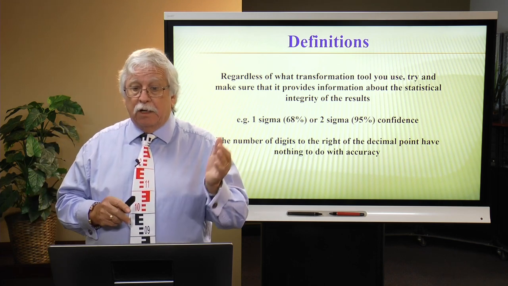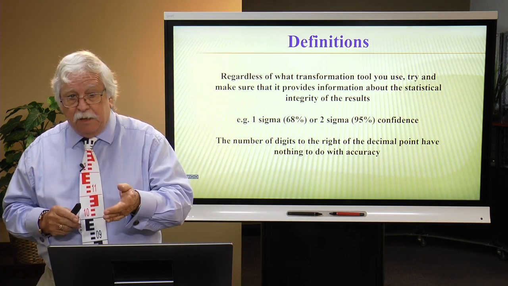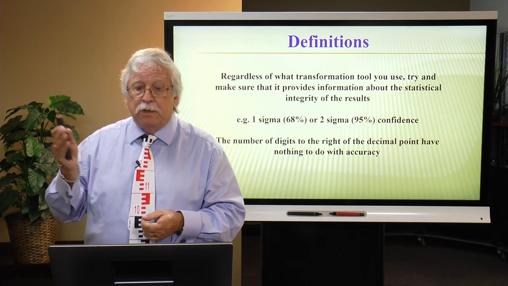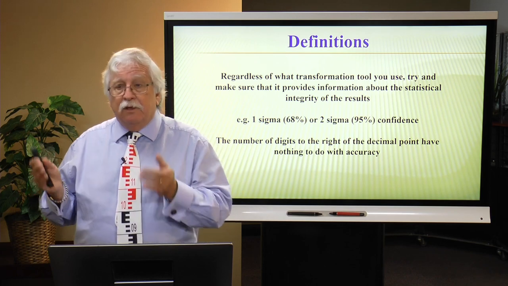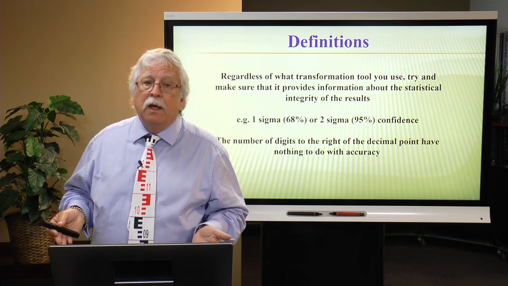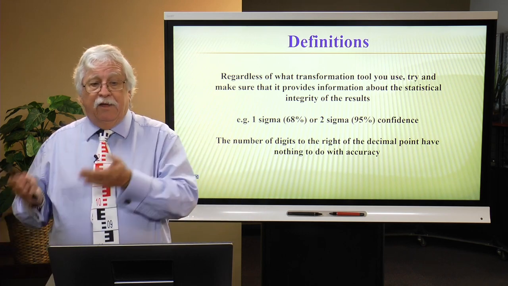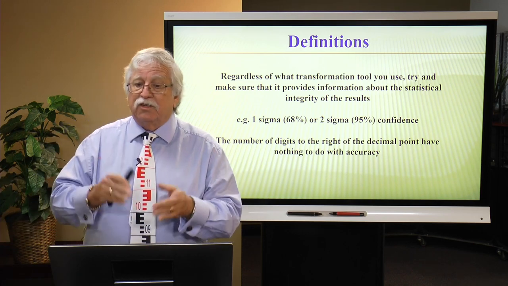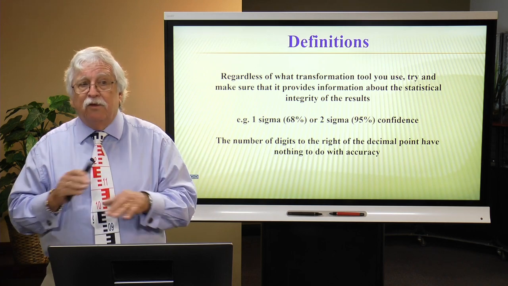Statistically speaking, are we talking about 1 sigma, 68% confidence, 2 sigma, 95% confidence? These are important aspects to know and to understand the integrity of the data that you're going to be left with. And as I point out there at the bottom, the number of digits to the right of the decimal point have nothing to do with accuracy.